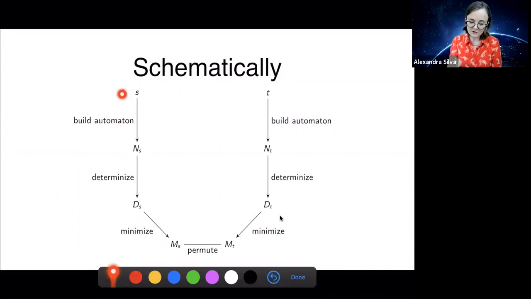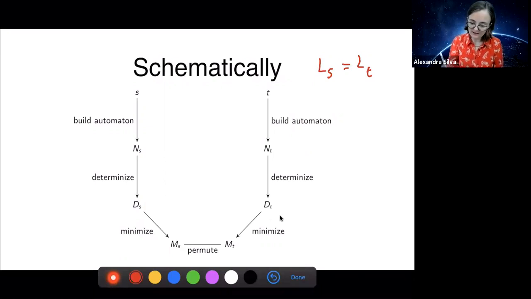So these are the steps in the proof. I start with expressions S and T. What I know about S and T is that the language of S is the same as the language of T. The first thing I do is build an automaton from S and an automaton from T. And the way the proof works, you naturally build a non-deterministic automaton. So you end up with an automaton NS and an automaton NT. Then we're going to determinize these automata and minimize them. And why do we want to minimize these automata? Because we know the following fact.